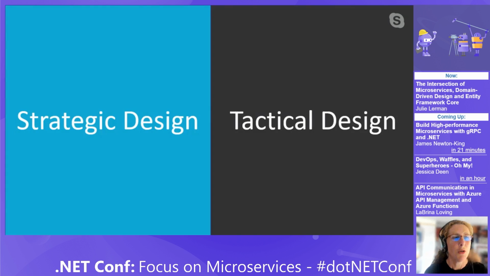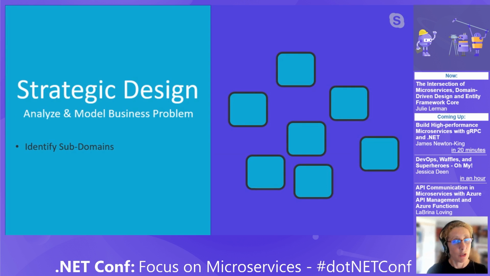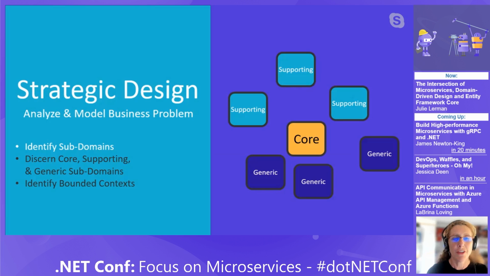When we're actually following domain-driven design, it really breaks down into two different areas. One is strategic design, and the other is tactical design. I do happen to focus a lot on the tactical because I talk about how Entity Framework comes into play, but I want to, again, just give you an overview of what these are. Strategic design is about analyzing the problem and modeling the business problem. So it's identifying these subdomains, breaking the problem apart, figuring out which of those subdomains is really your core domain.